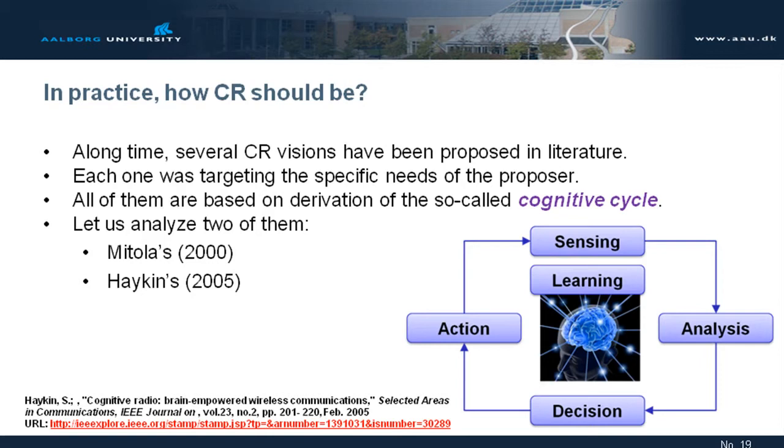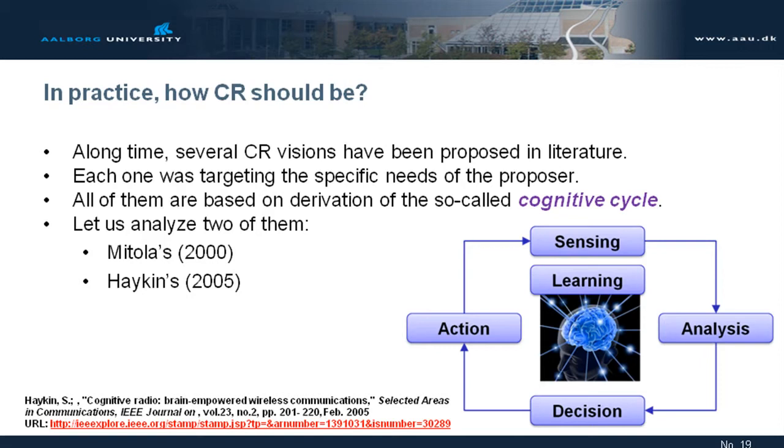You can see it in different shapes and specific definitions. We see the one from Mitola in 2000, or the Haykin one from 2005. That was another big paper that was basically cited by everyone at that time.